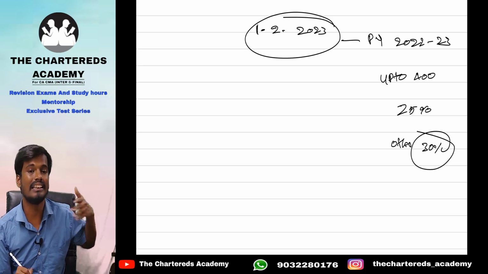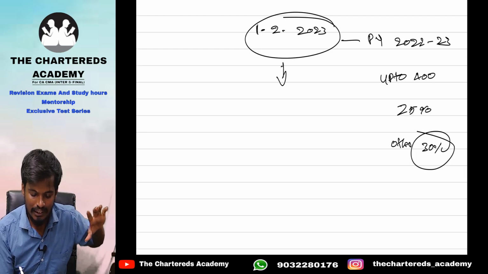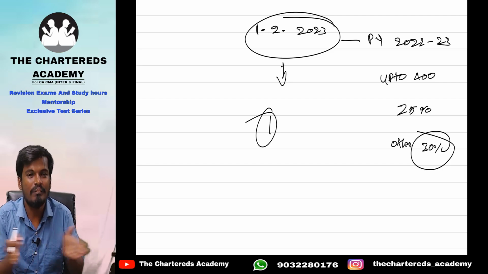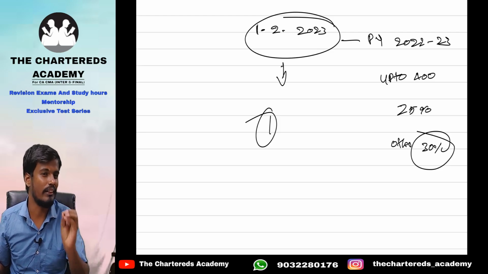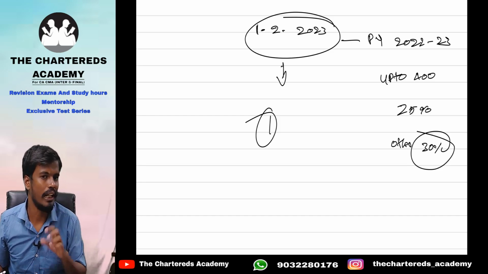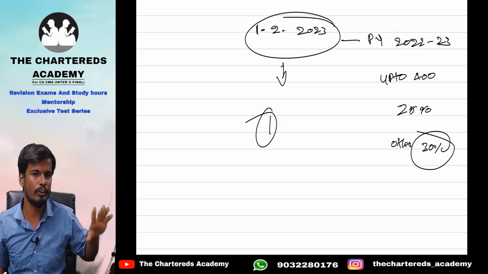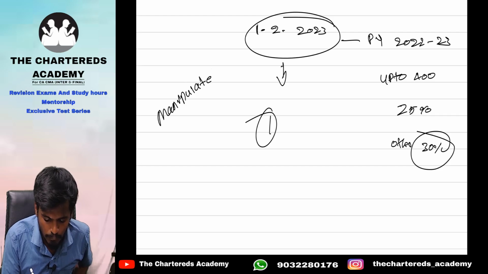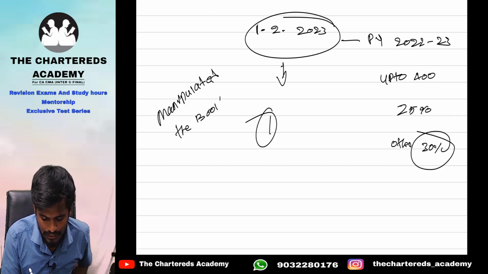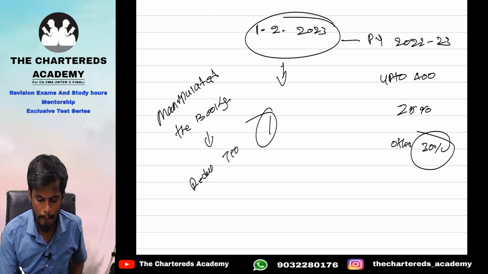What would the companies do, sir? We have a 1 month grace period. Still, the books of accounts are not closed at the time of announcing the finance bill. After the announcement of the finance bill, the books of accounts are closed. So the companies manipulated the books, used the turnover up to 400 crores and saved the 5% tax.